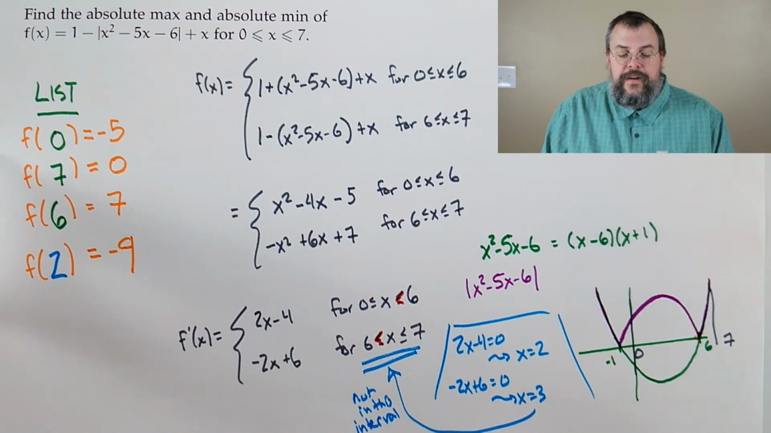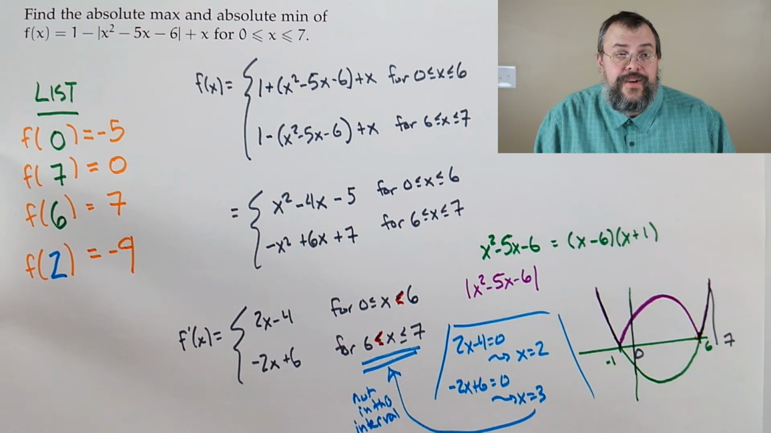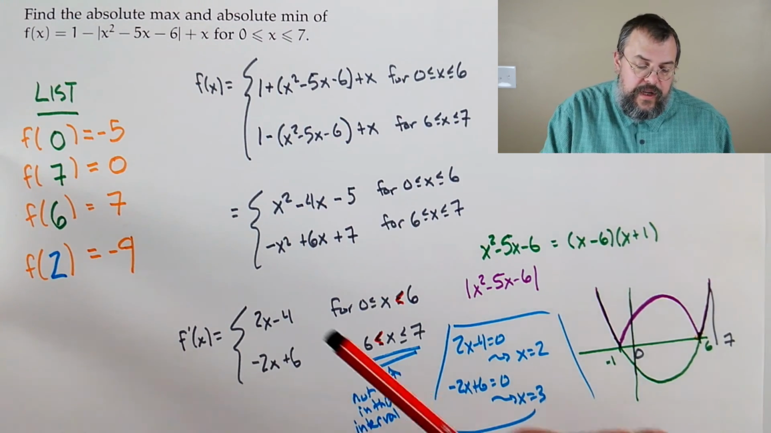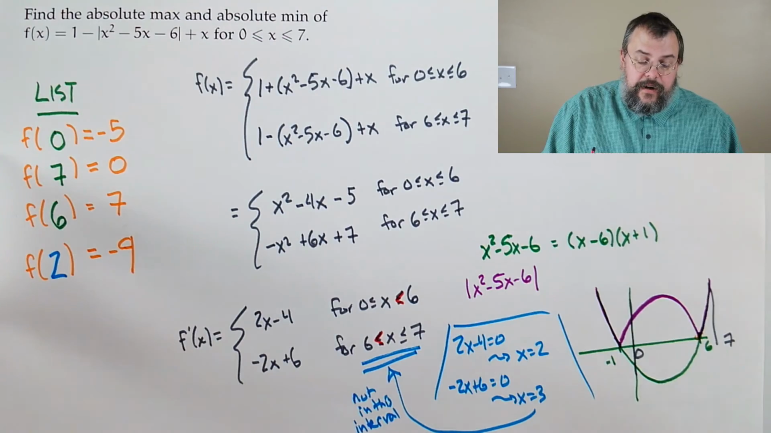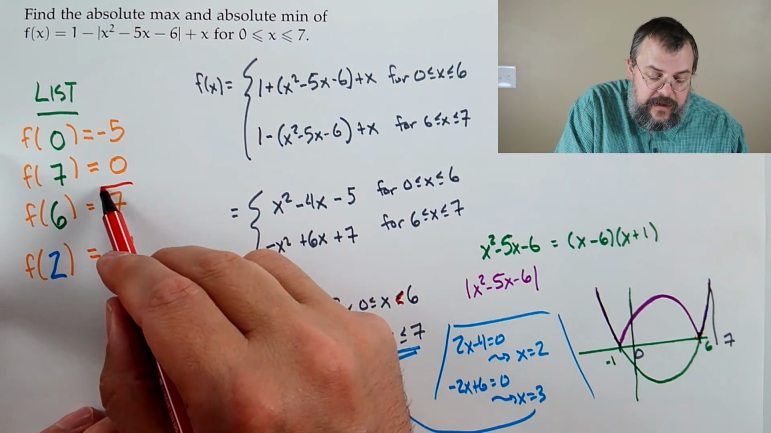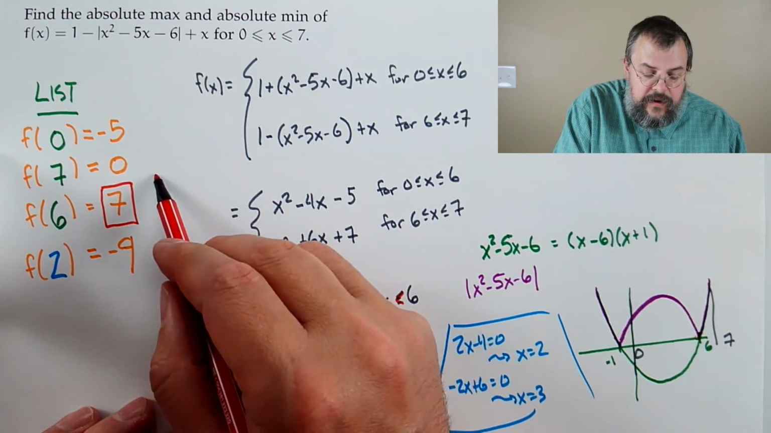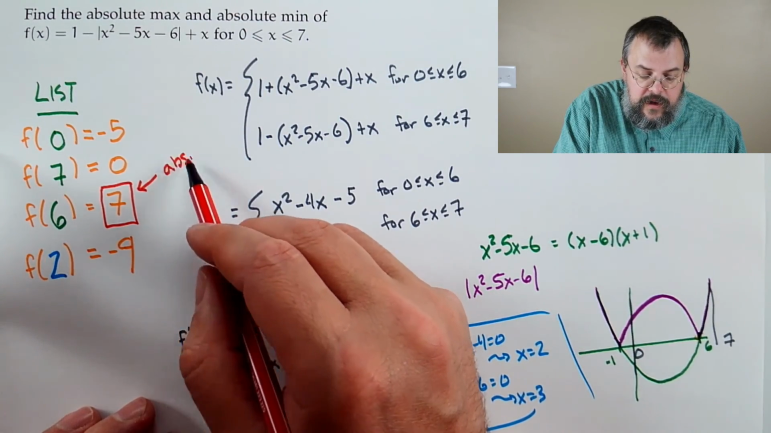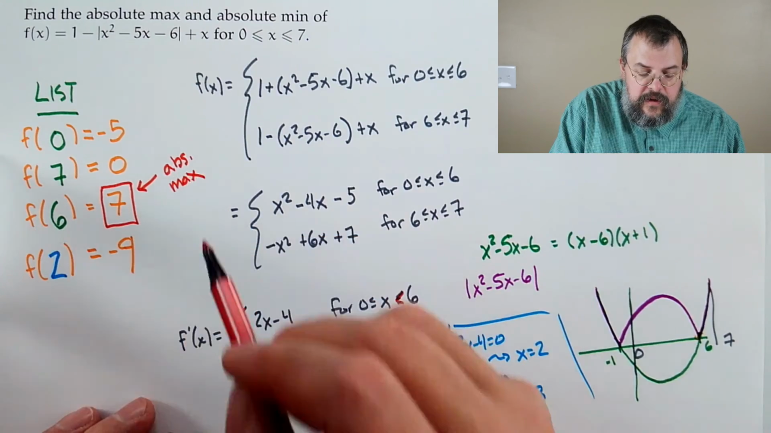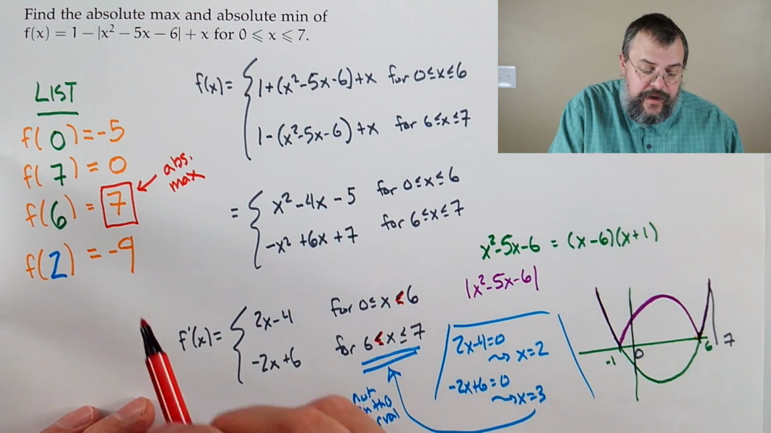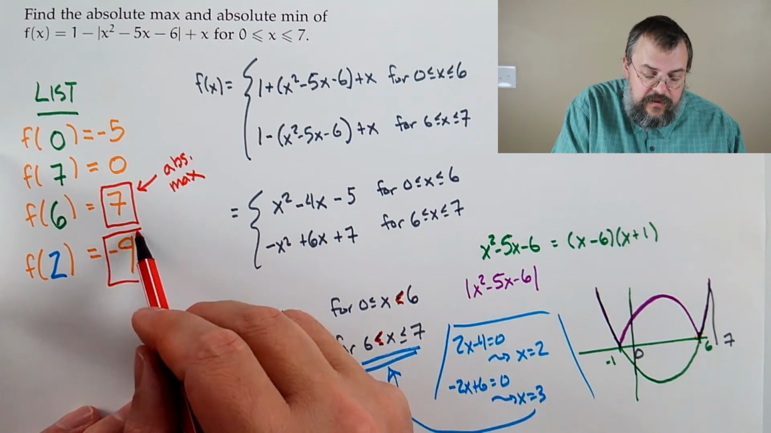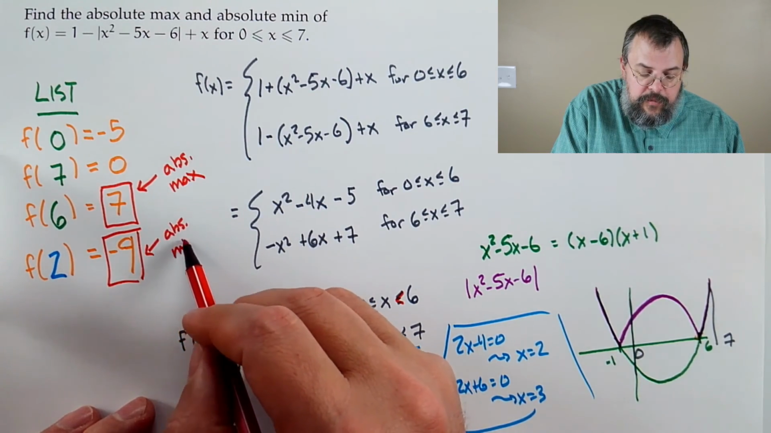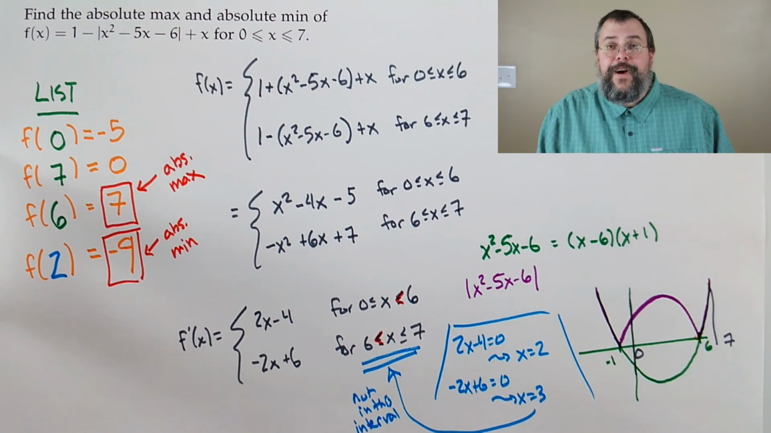All right. Now we scan our list and we say, what is our largest value? Between negative 5, 0, 7, and negative 9, our largest value is 7. So this is going to be our absolute max. And what's our smallest value? Our smallest value is negative 9. And so this is our absolute min. All right, we found it.